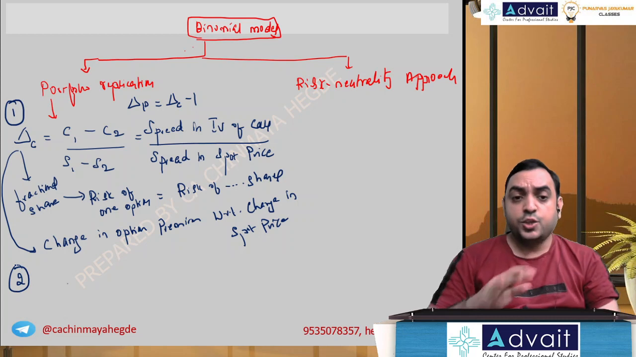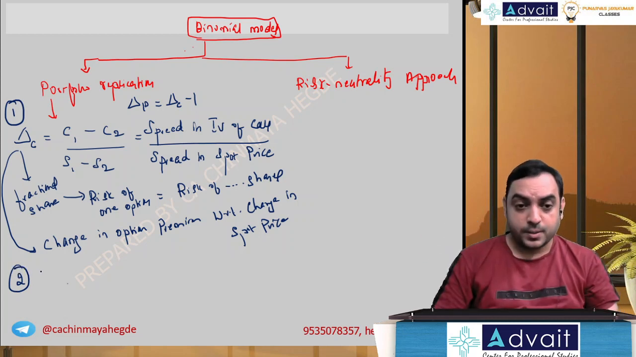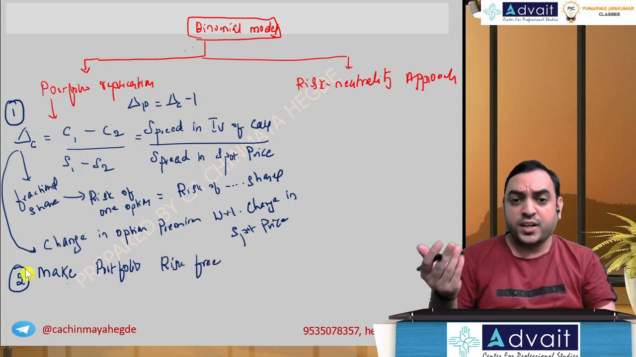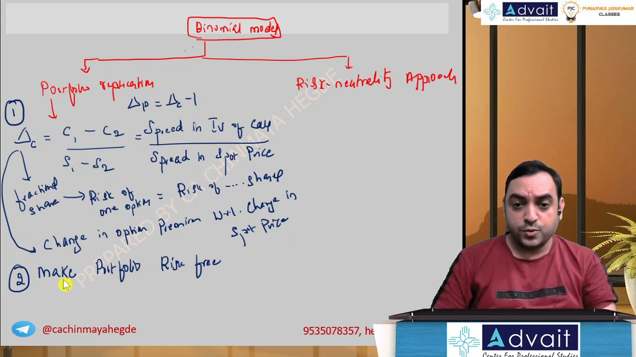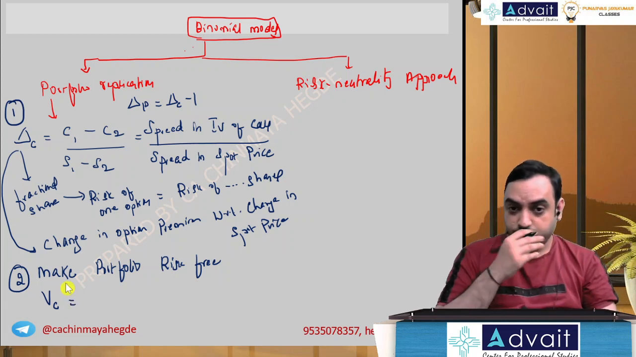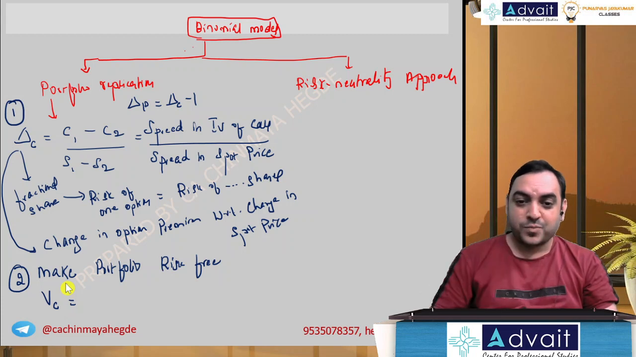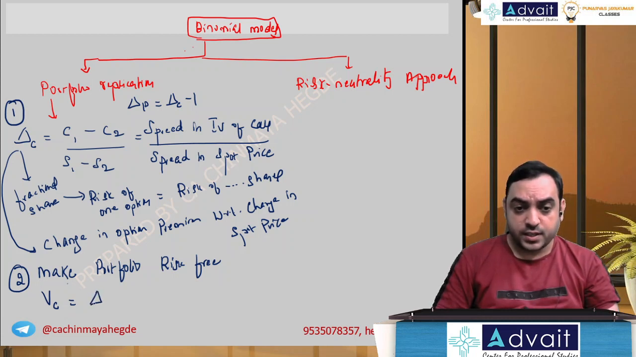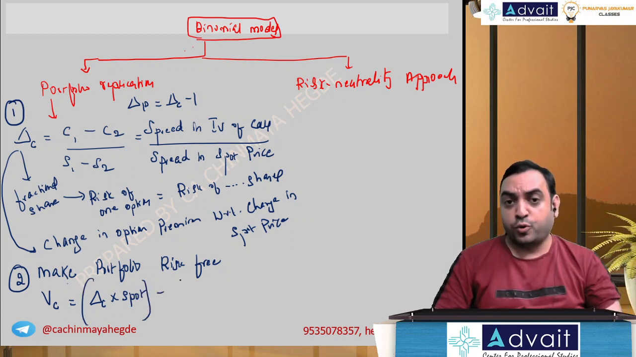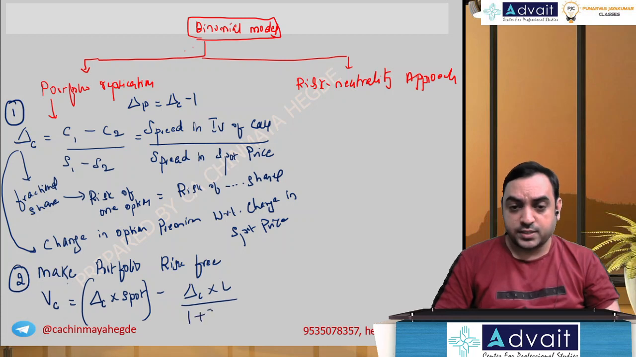So this is the first step. Second step, what do you calculate? You make the portfolio risk free. You can do it in multiple ways, I'll show you an easier way. The value of call, that is what you're going to calculate. Call option premium is the current portfolio, that is the current spot price into delta of call, minus the present value of the portfolio if the price is falling down. So delta of call into low price divided by 1 plus R. That's all the formula.